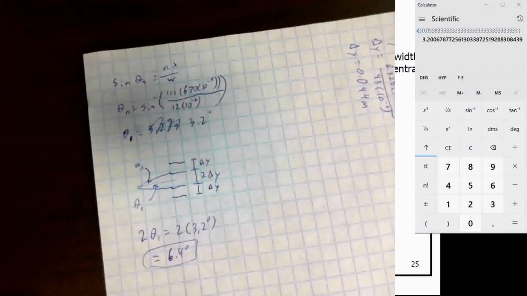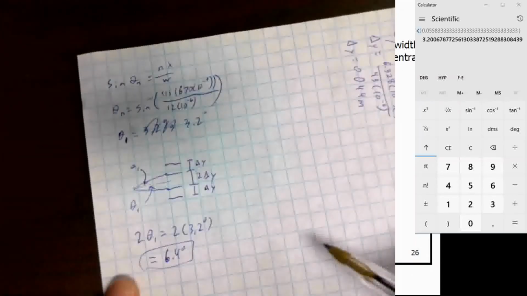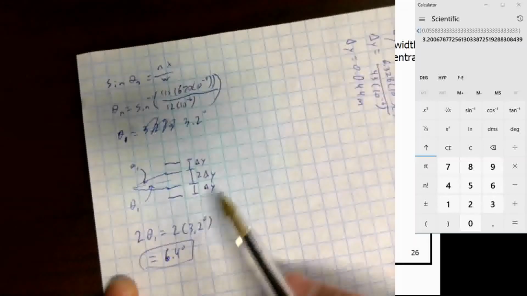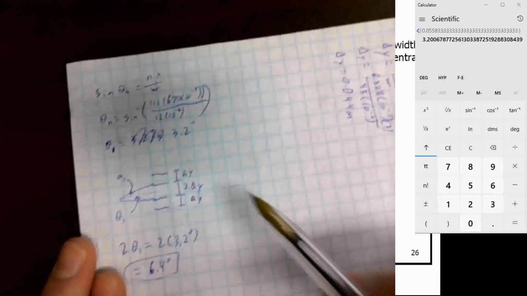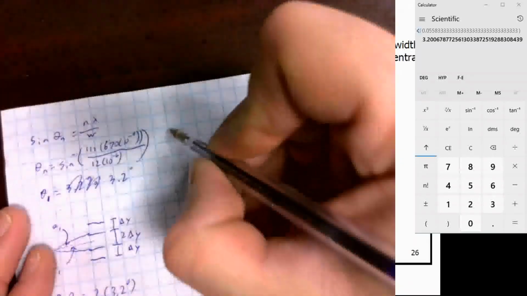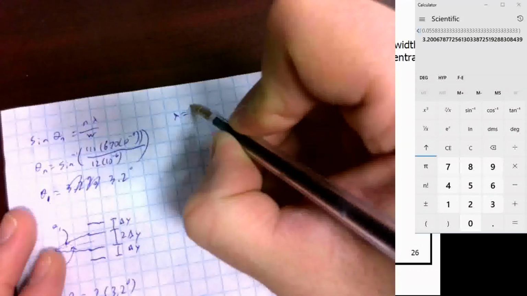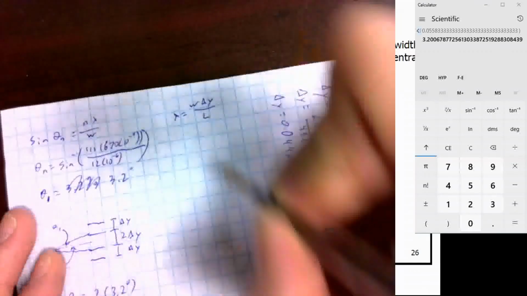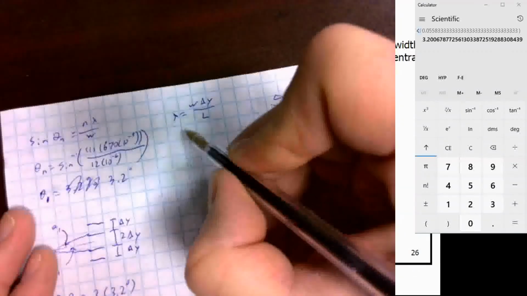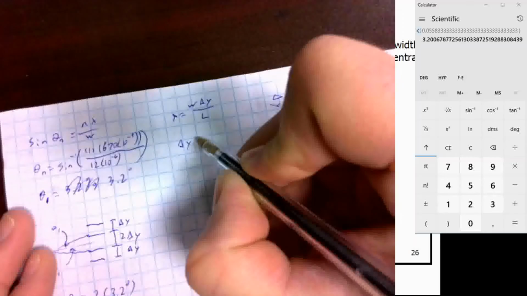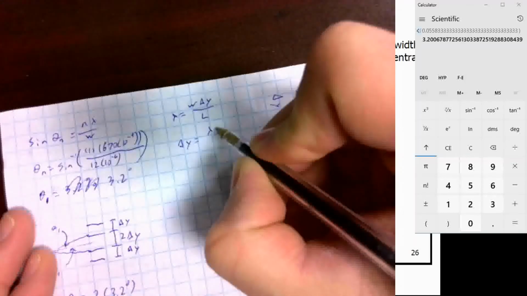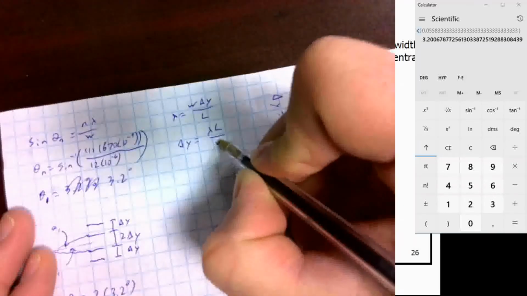Now the second part of this question is going to ask, what is the central maximum in centimeters? So to find out what it is in centimeters, I need to find out my delta y. And to find my delta y, I will need to use that L. So I use this equation. The wavelength is equal to W delta y over L. It's similar to that, but we'll just treat it as if it's equal. Delta y equals lambda L over W.